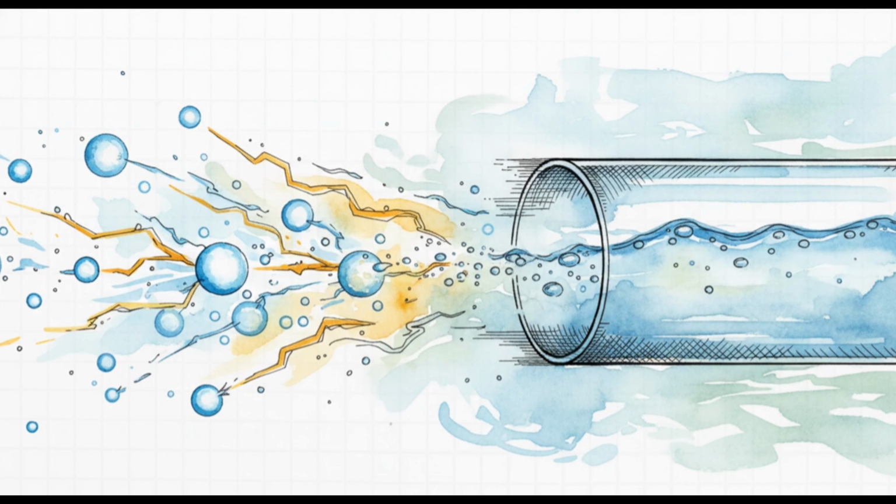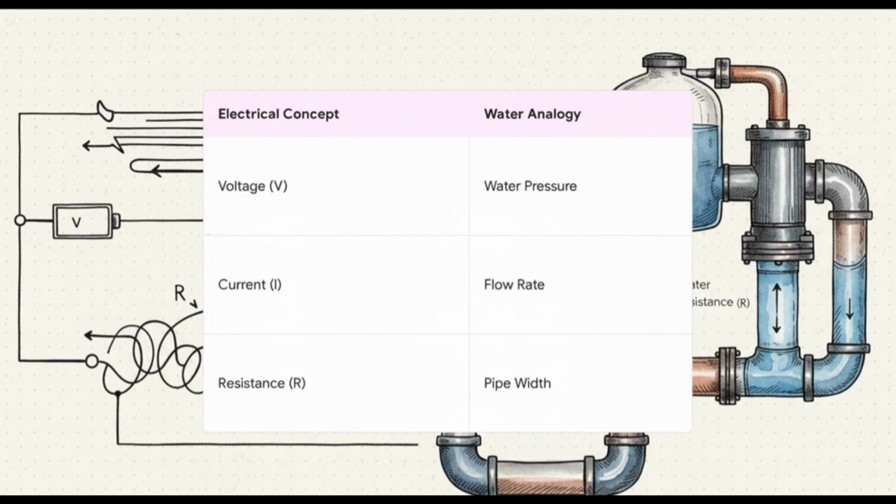I know, these 3 concepts can feel a little abstract, so let's use a super simple, classic analogy to make it all crystal clear. Just imagine water flowing through a garden hose. So in this analogy, the voltage is just the water pressure from the top. The current is the flow rate, how much water is coming out of the end. And the resistance? Well, that's just the width of the hose. If you squeeze the hose, you're adding resistance and restricting the flow, right?